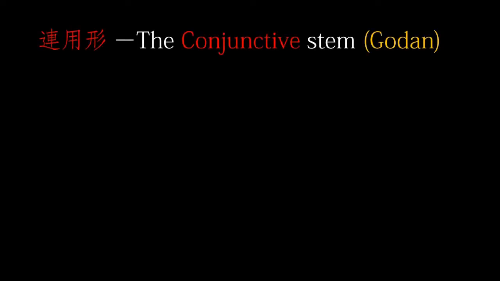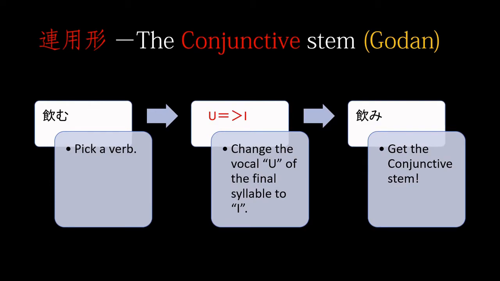However, in the case of Godan verbs, the change is a little bit different, and I mean the entire process. Because we first pick a verb, nomu, and then we change the vowel U of the final syllable to I, and only then will we get the conjunctive stem, meaning that from nomu, nomi would be the conjunctive stem. So once again, the key here is to observe the second part of our process, and that is to change the vowel of the final syllable to I. So U becomes I.